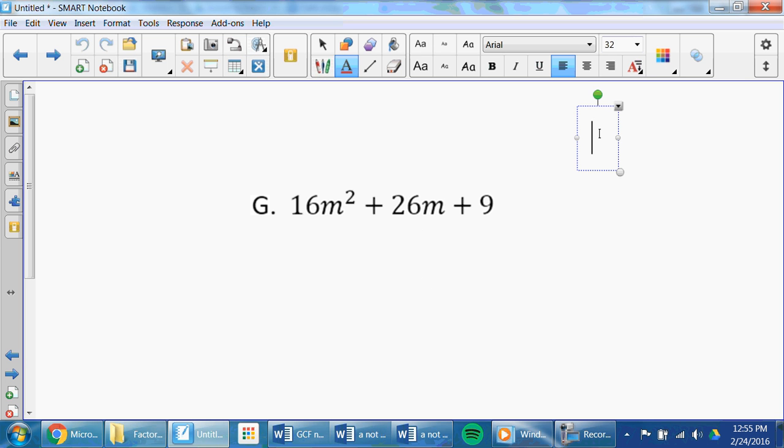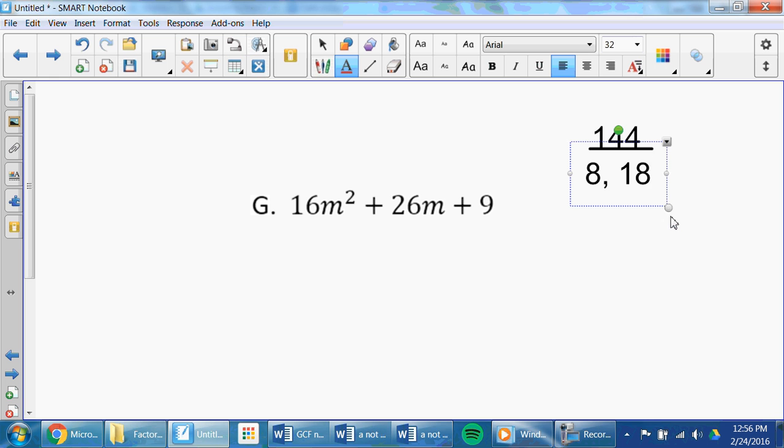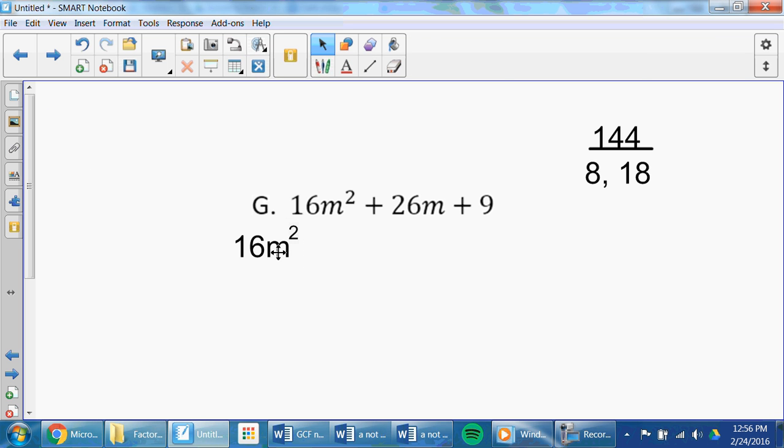All right, factors of 16 times 9, I'm doing A times C. 16 times 9 is 144. Our factor chart does not go up that high to 144. So I'm going to pause here to pull up a factor chart for you. All right, the one we were looking for here was 18 and 8. Sorry, this goes a little bit bigger than your factor chart. So we get 16m squared.